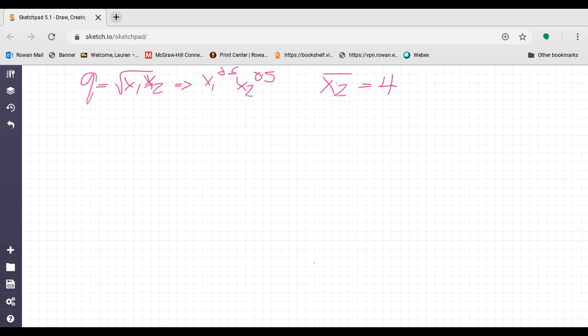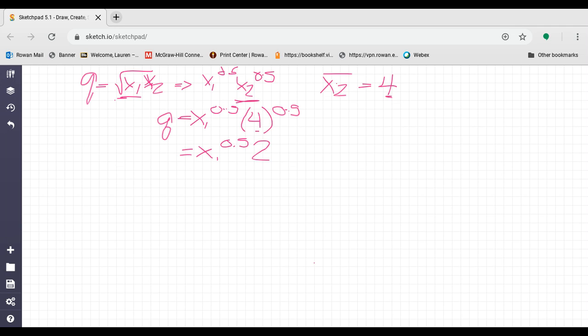Now let's plug in our 4 for x2. So we have Q equals x1 to the 0.5 or 1/2 power, and then 4 to the 0.5. Now, as we said over here, the 0.5 power is just the square root, and we know what the square root of 4 is, and that's easy. So this is just x1 to the 0.5 times 2. Not bad.